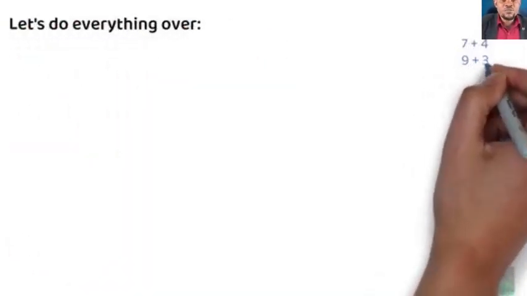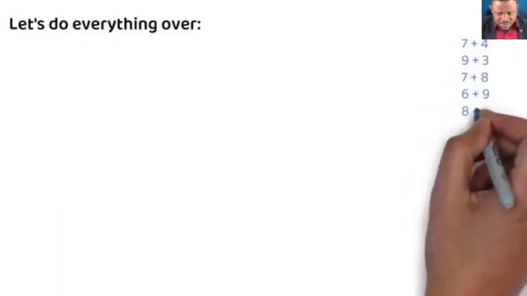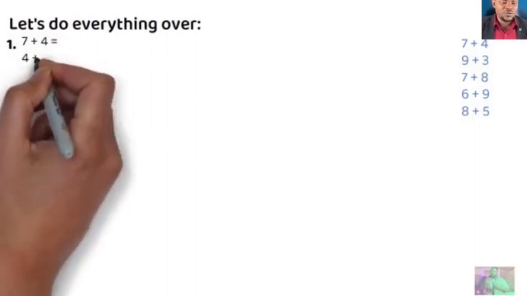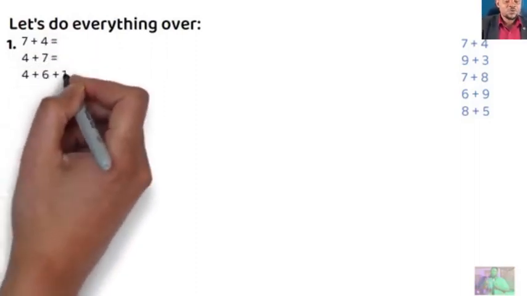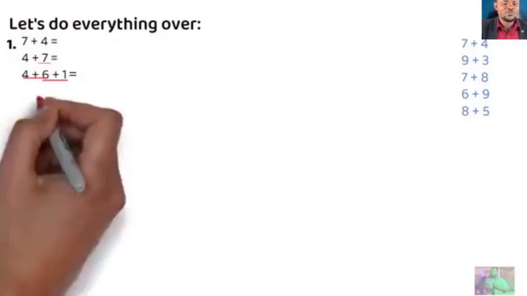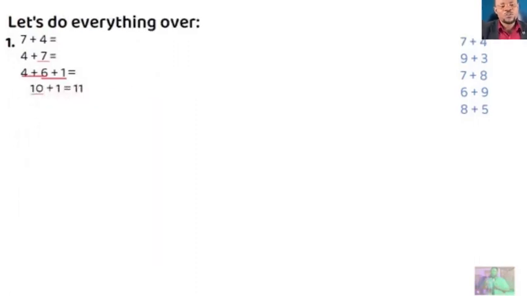Let's do everything over. 7 plus 4, 9 plus 3, and all that. So see there now, right? What's the last digit there? 1. So my answer is 11. I already know that my answer is going to be 11. 10 plus 1 will give me 11.